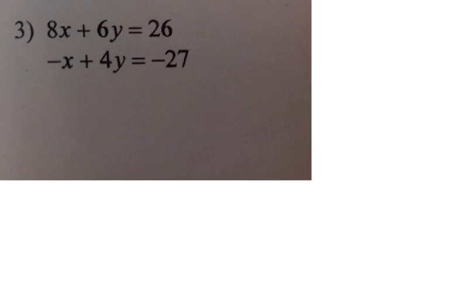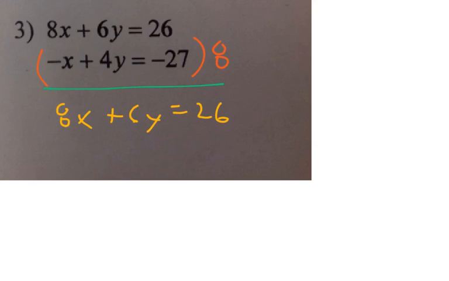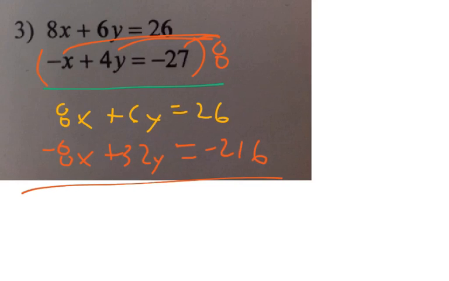Number 3. This one's just a little bit tougher, guys, because notice everything is lined up, but 8 and minus 1 don't make 0, right? So what we are going to do this time is multiply that whole second equation by 8. So let's see what we have here. Here's my first equation again. I'm just rewriting it, guys, so they're side by side. Now let's multiply by 8. I get negative 8x. I get 32y. I get negative 216. Use your calculator if you need to, but I multiplied everything by 8.